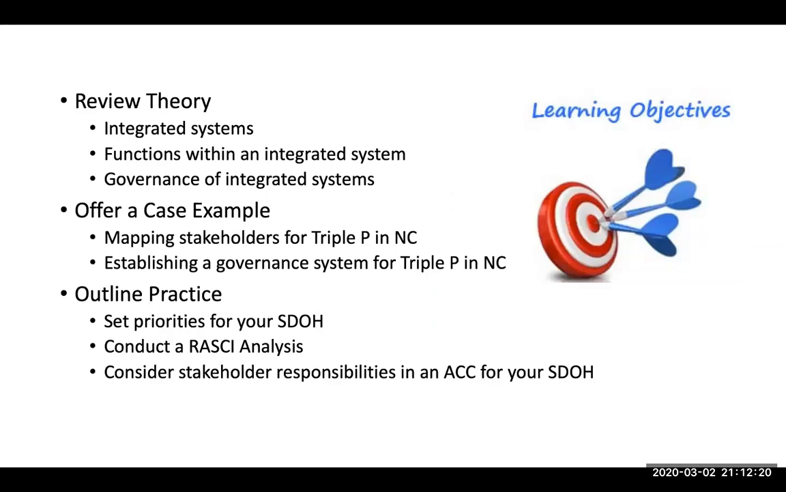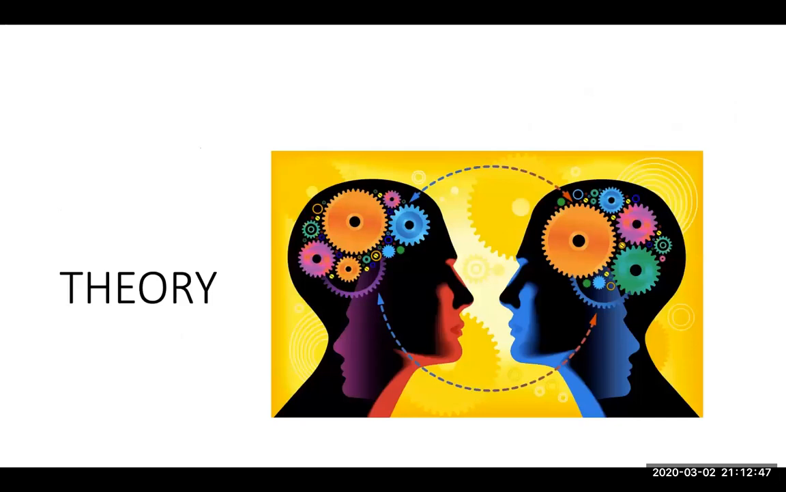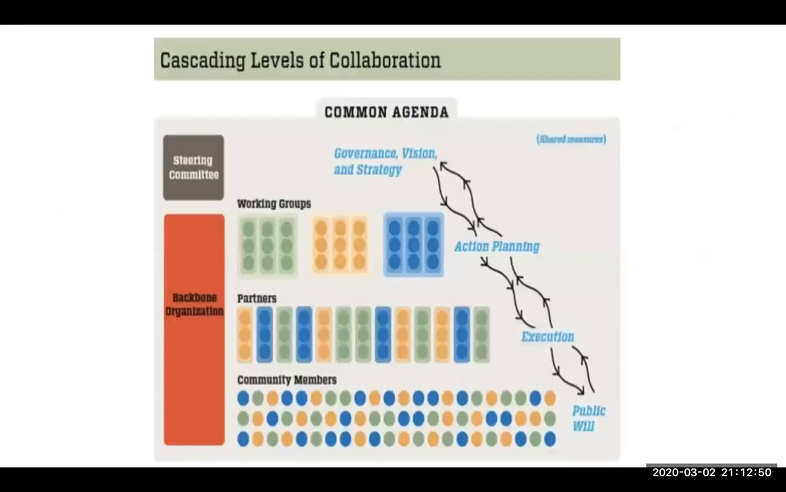As we close, I'm going to outline what you will do to practice using these tools as you set priorities for your social determinant of health, conduct a RACI analysis, thinking about the different stakeholders who are engaged in the system, and then consider how they will be participating in an ACC or accountable care community that can affect your social determinant of health. So let's start with the theory.